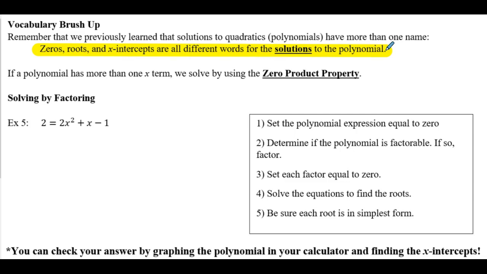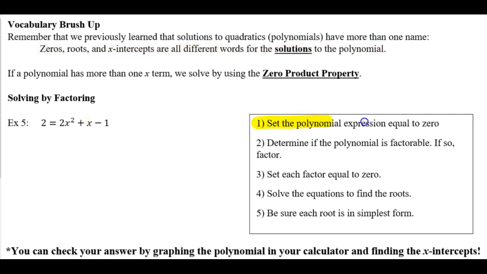So on number 5, it says solve by factoring. So we can't do SADMAP here because there's this pesky x in the way. So I could add 1 over, but that doesn't do me any good because I can't square root x squared if there's another x blocking me from doing that. So we're going to follow these steps.